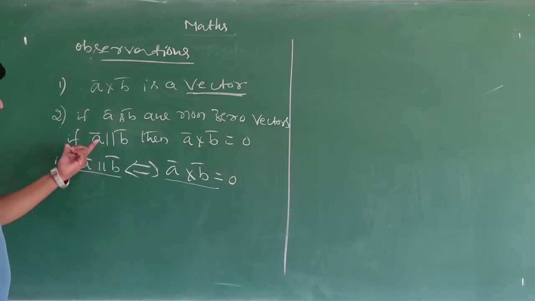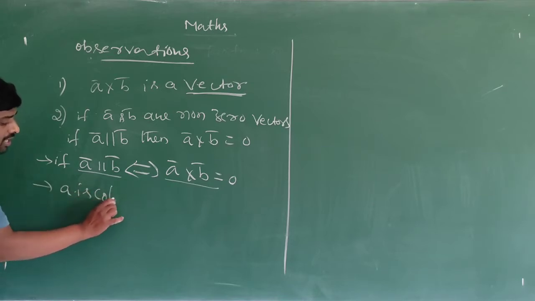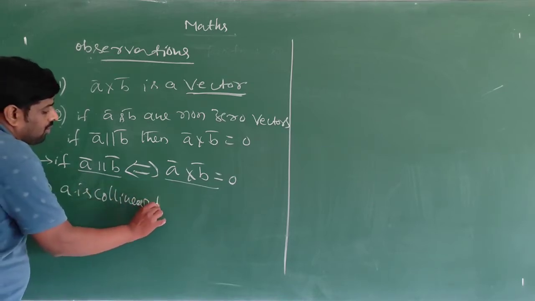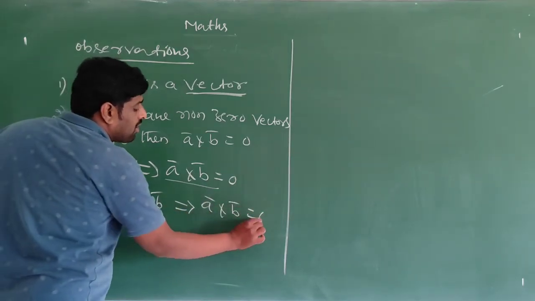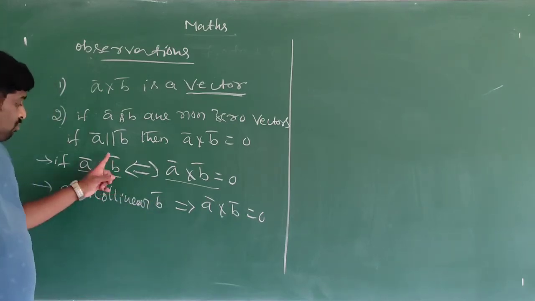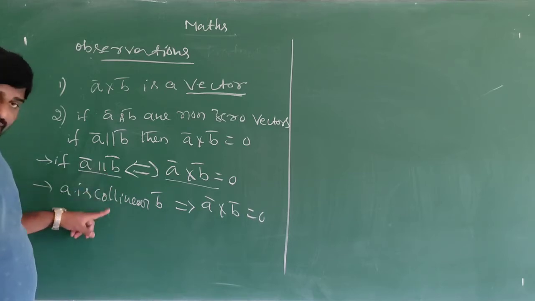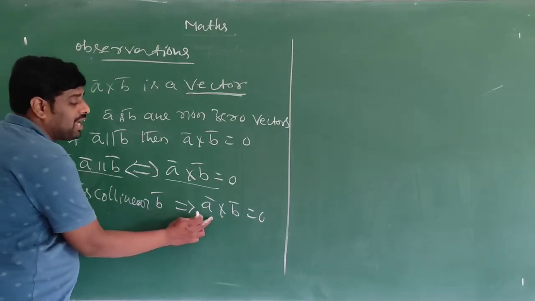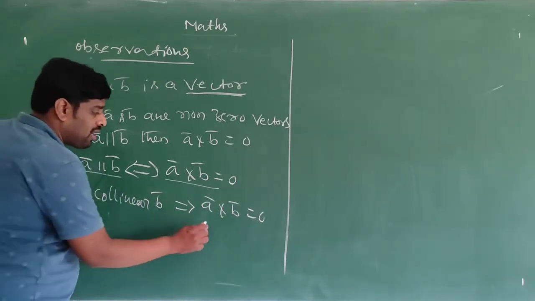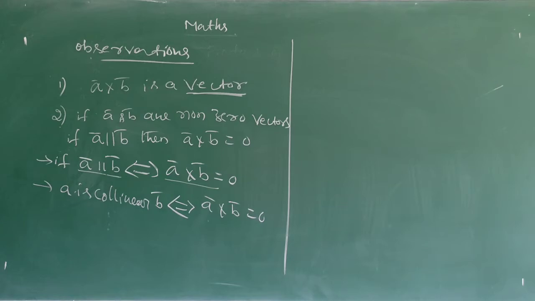And also if A bar is collinear to B bar, therefore A bar cross B bar is 0. Parallel and collinear are the same, having the same meaning. So if A bar is collinear to B bar, then A bar cross B bar is 0. If A bar cross B bar is 0, then A bar is collinear to B bar. This is vice versa.